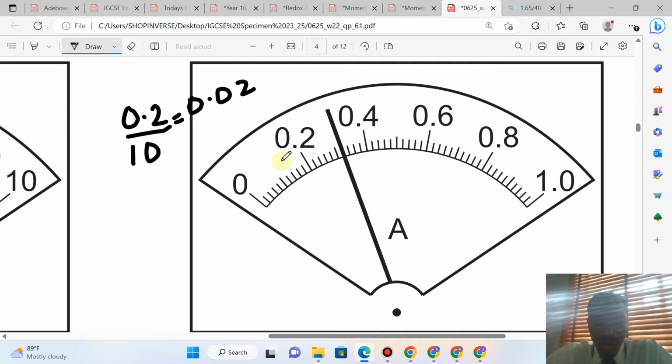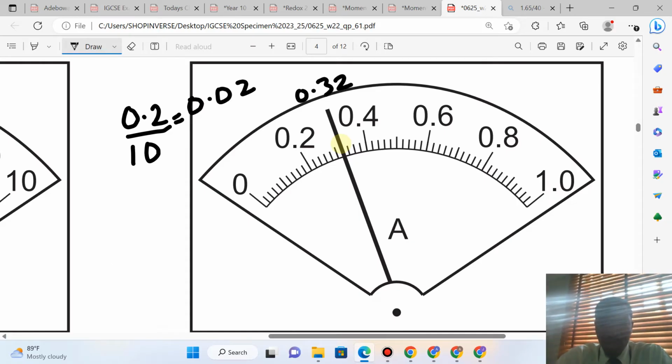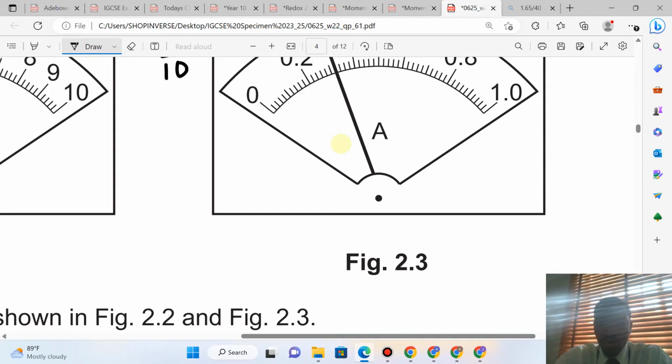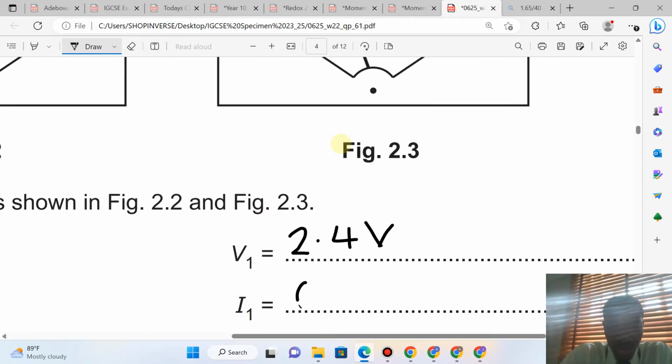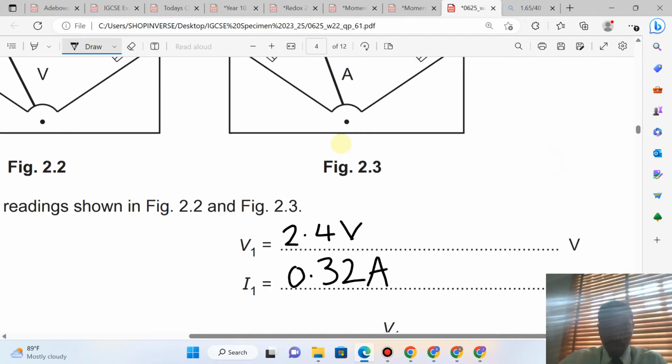Now let's go. Here we have 0.2. We now go to the smaller divisions: 0.22, 0.24, 0.26, 0.28, 0.3. After 0.3, 0.32. So the answer here will be 0.32. And we put our SI unit in amperes. So our answer is 0.32 amperes, 0.32 amps. Easy, right? Yes, of course, it is easy.